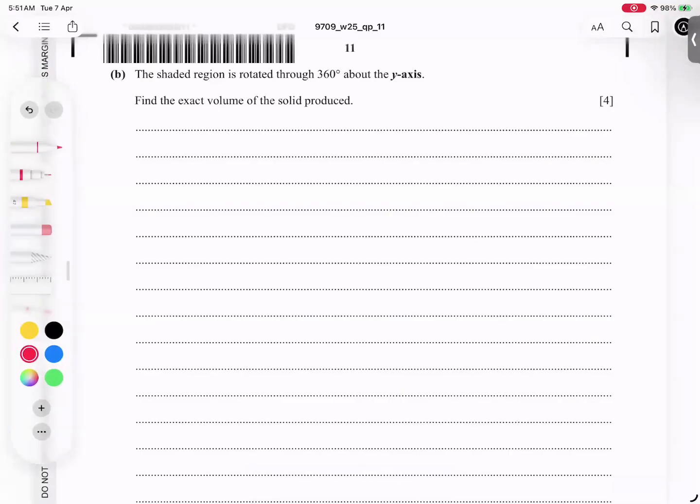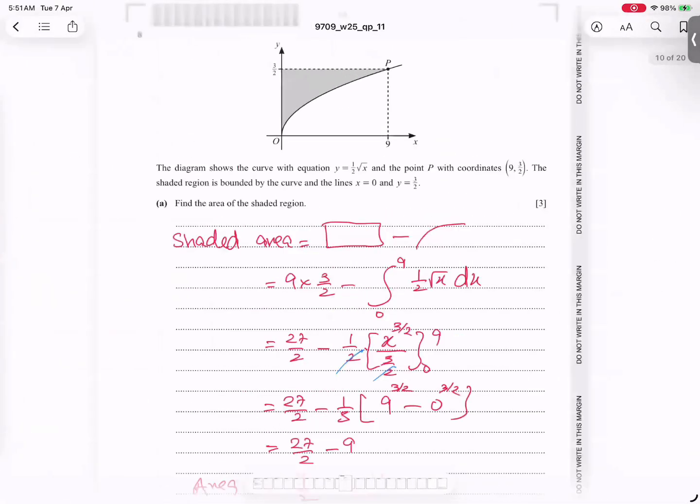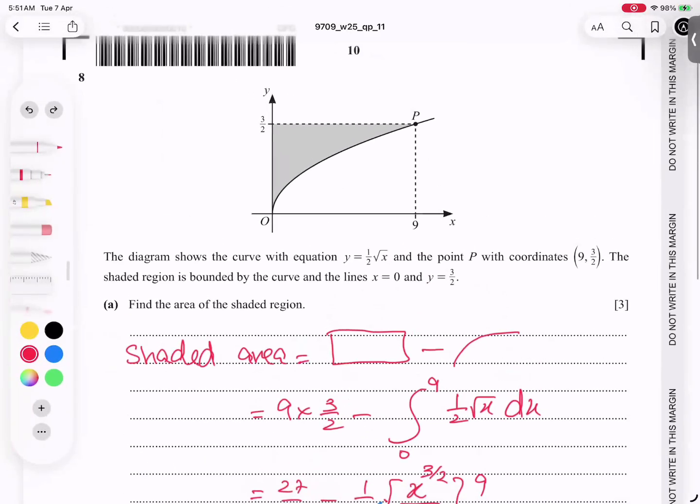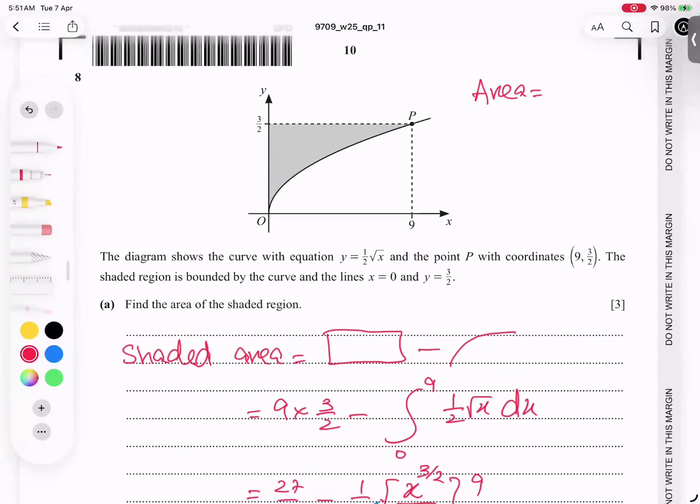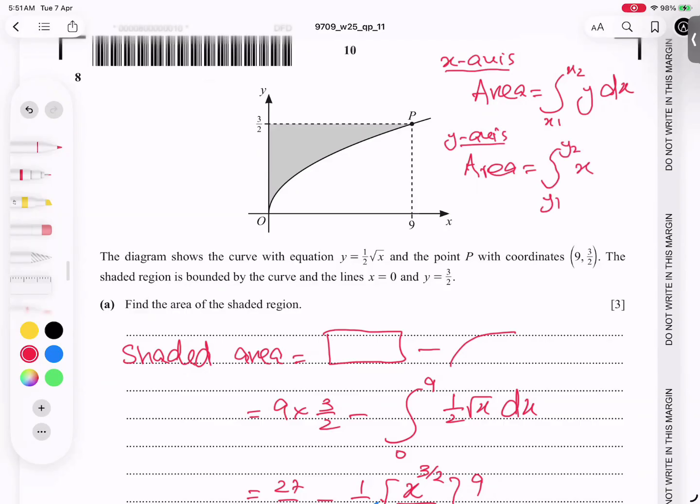So students, part B: the shaded region is rotated through 360 degrees about the y-axis, so we need to find the exact volume. How can we do this, students? First of all, we must know the formulas, as I said before. The area formula about the x-axis is the integral from x1 to x2 of y dx. But if we are looking for the area about the y-axis, then all variables are replaced: x1 becomes y1, here y2, here x, here dy.